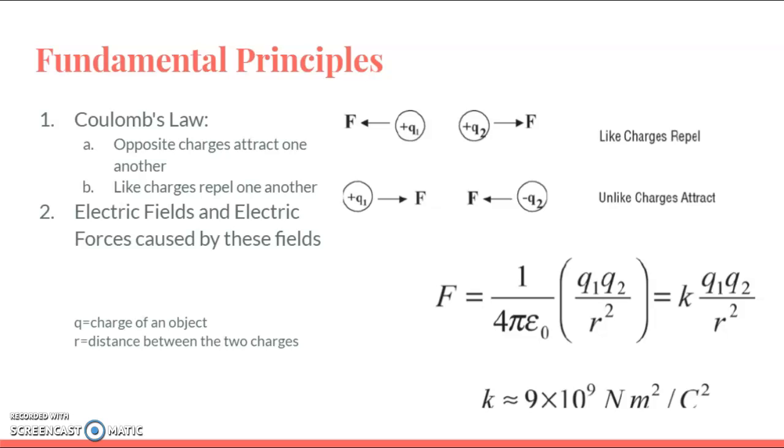First, I just want to revisit the fundamental principles that we used in the first lab as well as in this lab. We used Coulomb's law, which states that opposite charges attract one another, whereas like charges repel one another. We also used the definition and equations for electric fields and electric forces caused by these fields, which states that an electric field is proportional to the charge over the distance squared, and the electric force is equal to electric field times the charge on the second object involved.